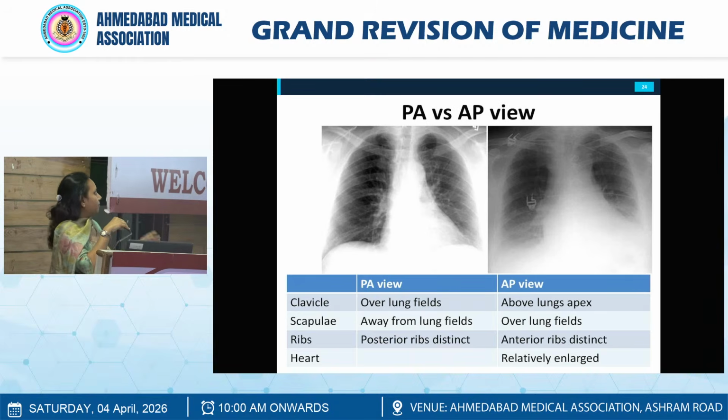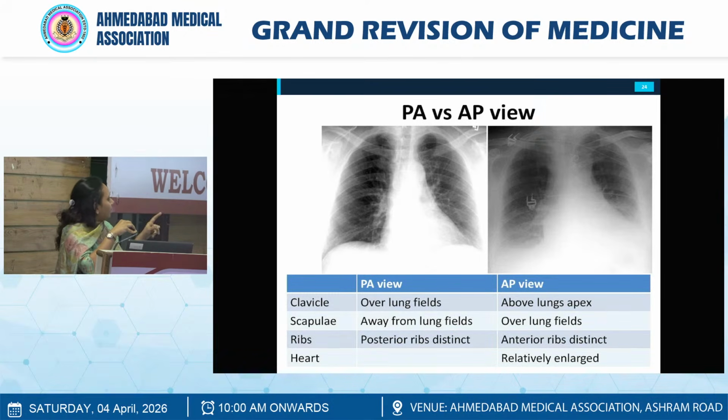Then some other point of difference, the clavicles. The clavicles in a PA view will be over the lung fields. Can you see the clavicles in a PA view? It is over the lung field. And in an AP view, it will be above the lung apex. Can you see the difference between the position of the clavicles?